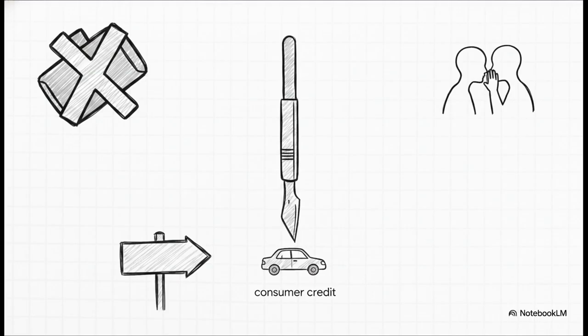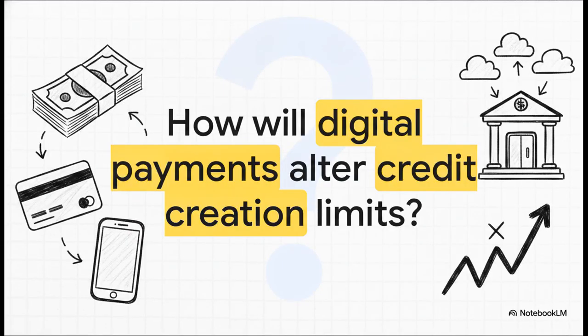Unlike those broad quantitative dials, these are targeted tools used to control the specific flow and direction of credit. For example, the central bank can regulate consumer credit by mandating higher down payments for things like cars. They can adjust margin requirements for borrowing against securities just to curb stock market speculation. They can even use moral suasion, which is basically requesting and strongly persuading commercial banks not to lend to unproductive or highly speculative sectors.